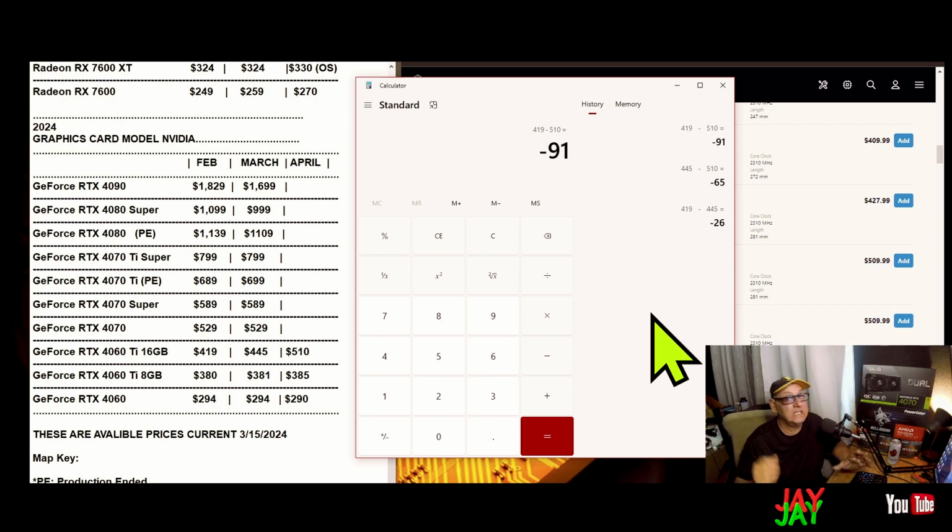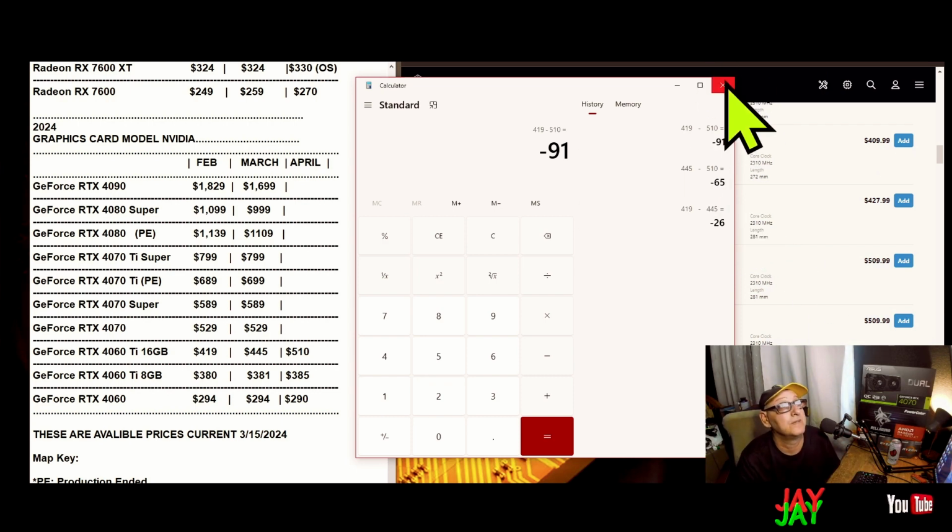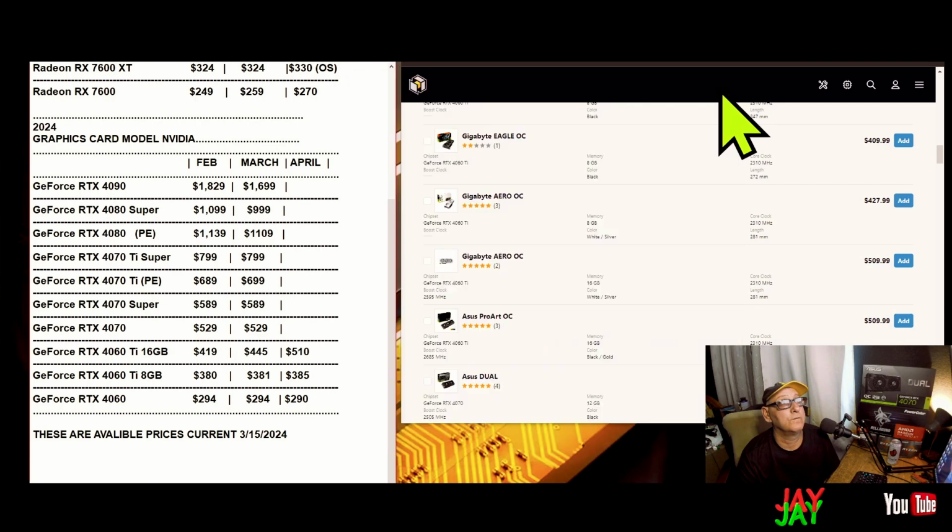Actually, MSRP is $499. 500 bucks. So basically it went up $10 from the MSRP as well. So the best sale was in February for the 4060 Ti 16 gigabyte.